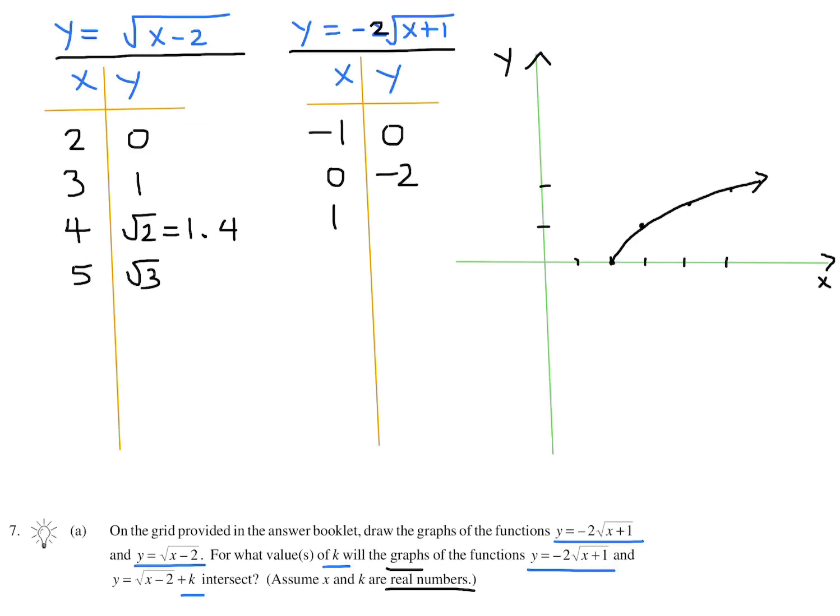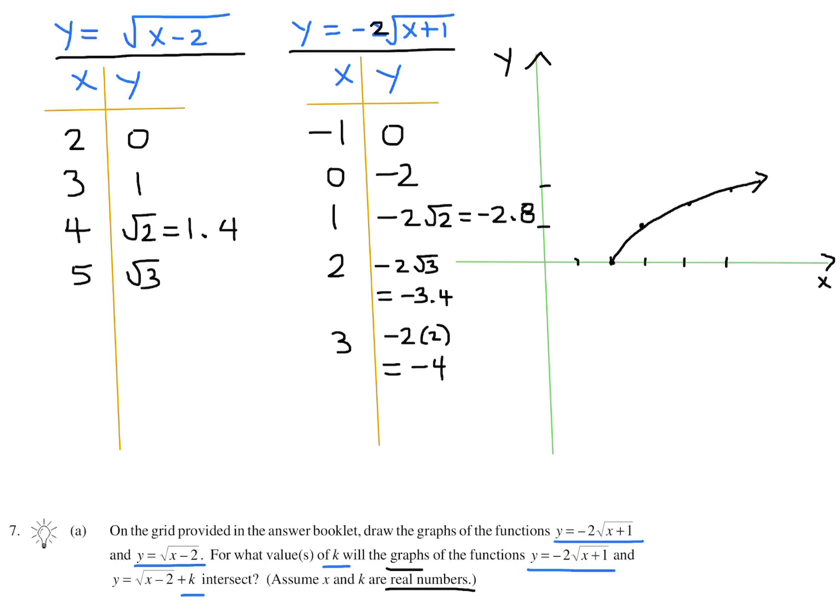When x is 1, we've got minus 2 root 2, which is equal to about minus 2.8. When x is 2, we've got minus 2 root 3, which is equal to about minus 3.4. And when x is 3, we've got minus 2 times 2, which is, of course, negative 4.